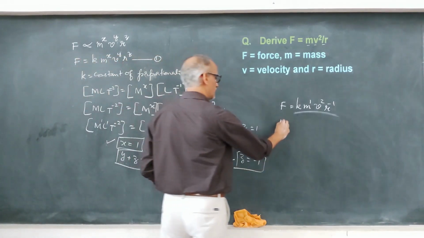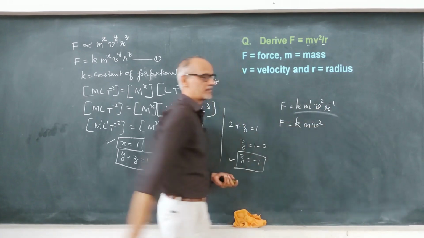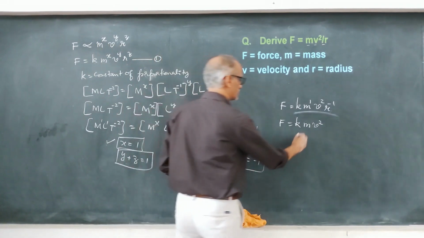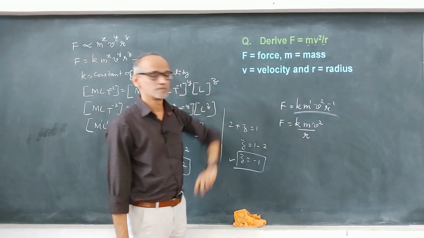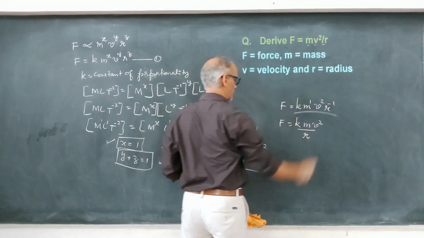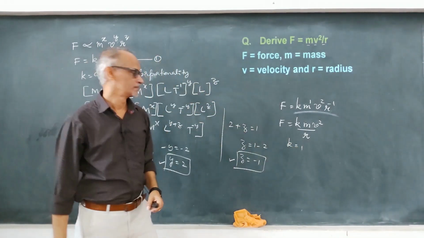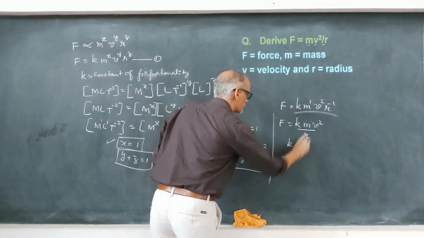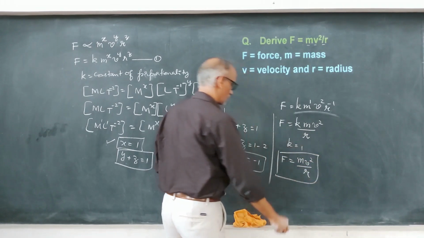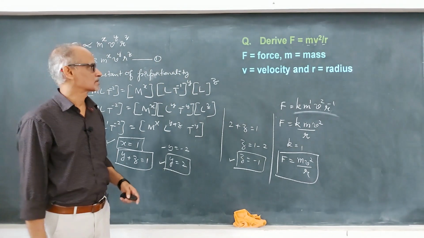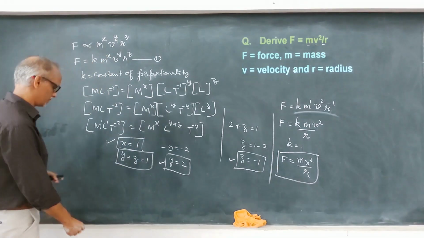So now simplify. F is equal to k m v square. R to the power minus 1 means bring that to the denominator, by r. What is the value of the constant based on this? Constant value is 1, it's 1 into mv square by r. So therefore, k is 1. It's given, that's why I am writing it. So therefore, F is equal to m v square by r. Okay. So hope you have understood how we can derive these equations.